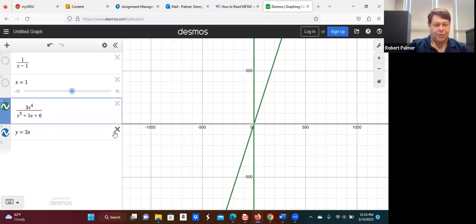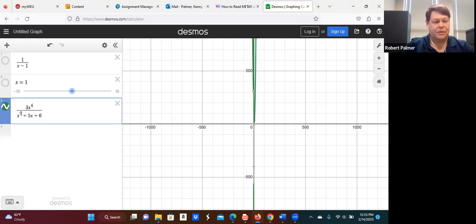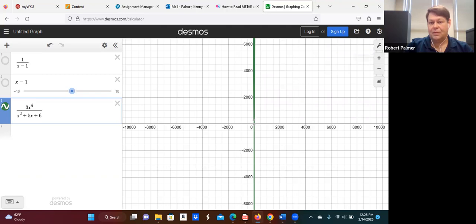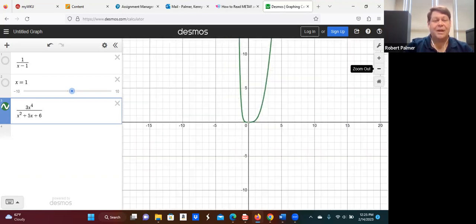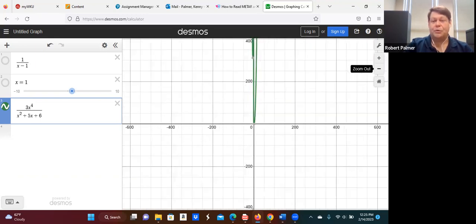So let me first get rid of this. Now, if I change this, let's go back and change the 2. Of course, 3, as long as it's 2 or more. So let's make this 2. Yeah, here we go. It's a little hard to see here, but basically it doesn't approach any straight line.